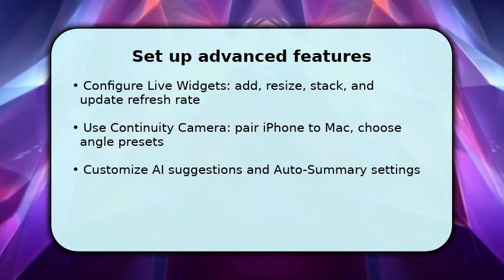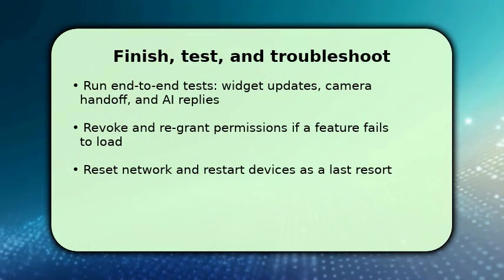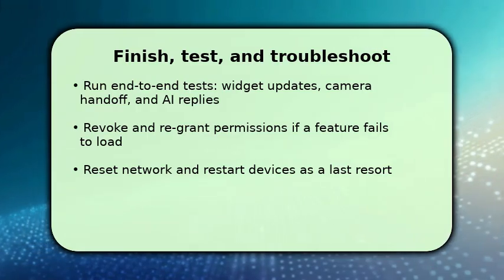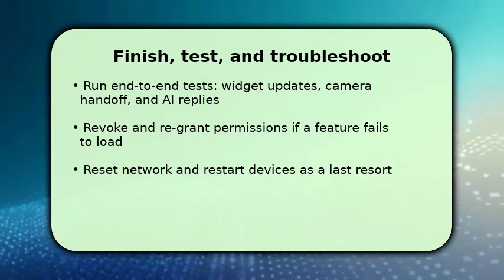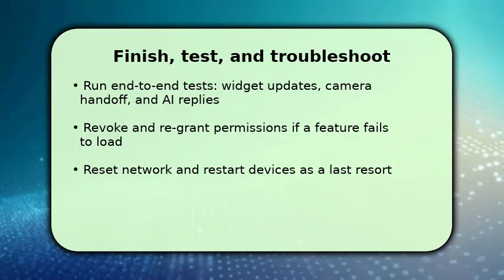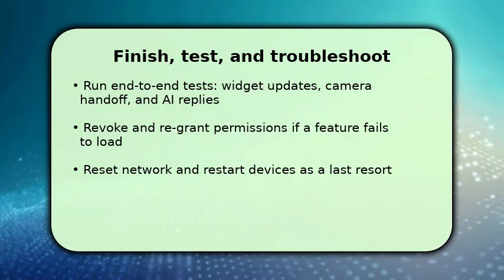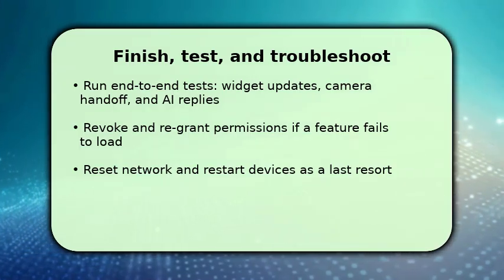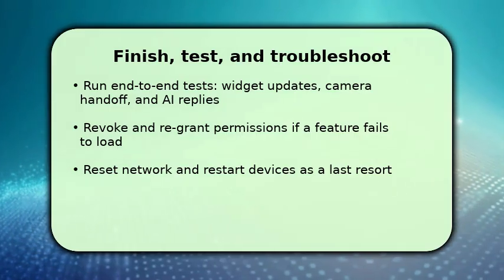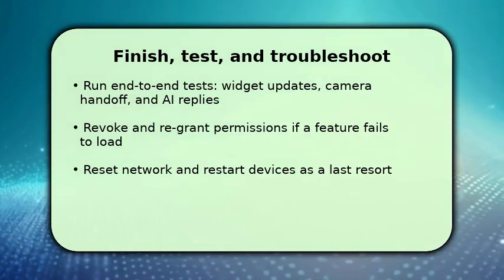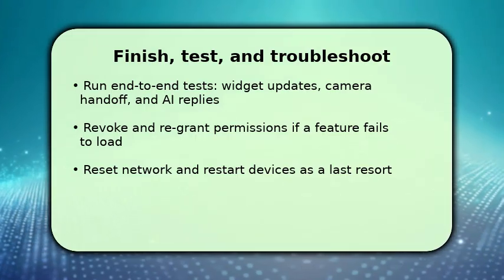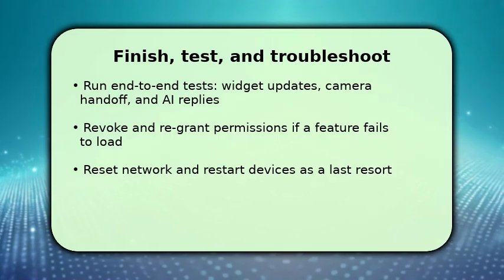Finish by validating the setup and resolving common issues. Run a quick scenario: use a live widget, start a continuity camera session, and accept an AI suggestion to ensure workflows connect. If something fails, revoke and regrant app permissions, then relaunch the app. This often clears stale permission states. Once done, restart both devices and reset network settings only if needed. If problems persist, clear the specific widget or pairing and recreate it. That usually restores normal.